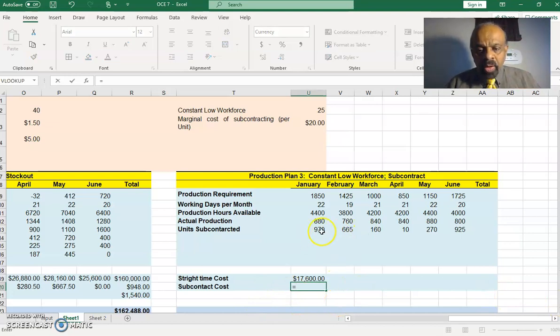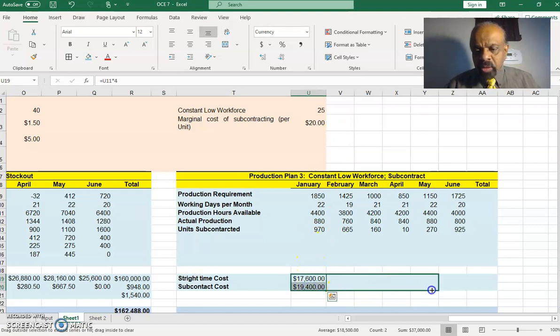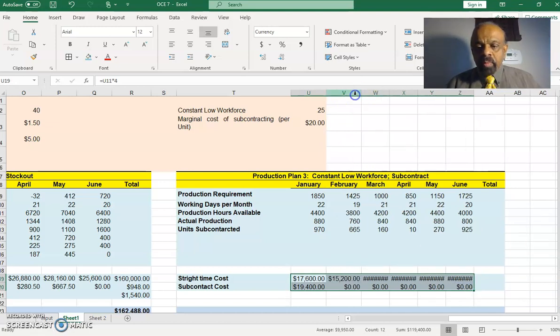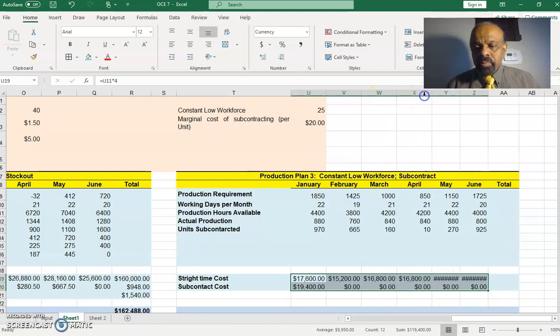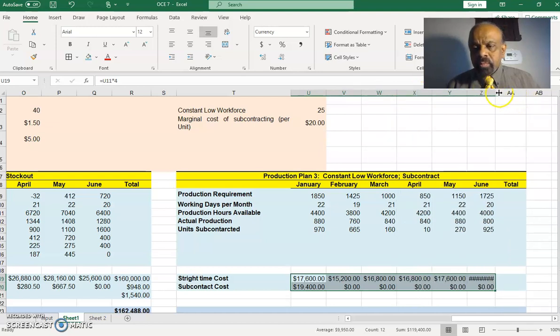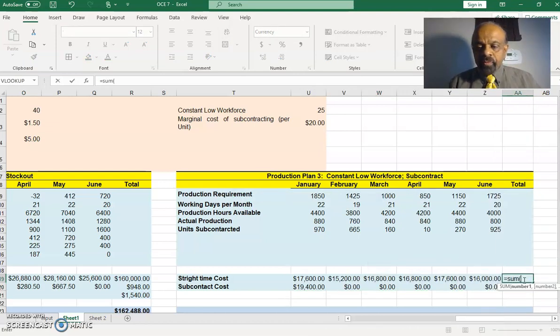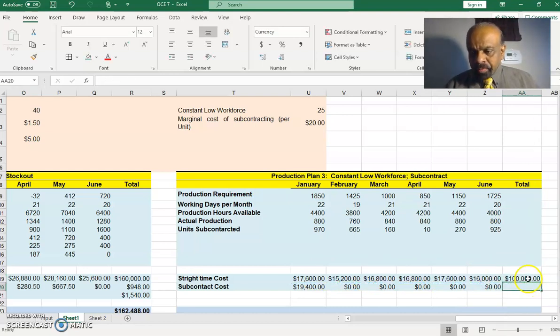Subcontract will be 970 units subcontracted times the cost of subcontracting, which is $20 per unit, and that comes to 19,400. I'm going to copy and paste for February to June. Make sure that the numbers are visible. I'm going to find the total cost, which is the sum of all these costs, and I'm going to copy and paste.